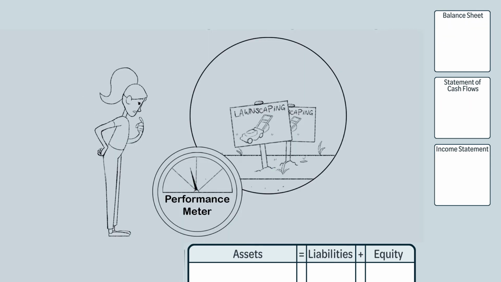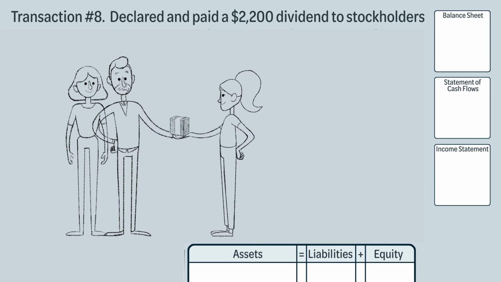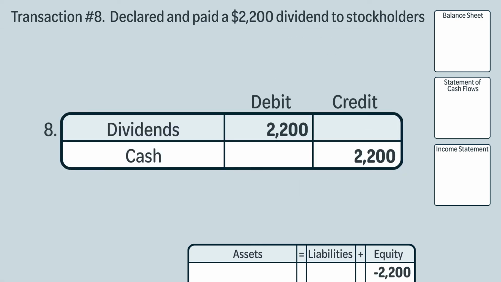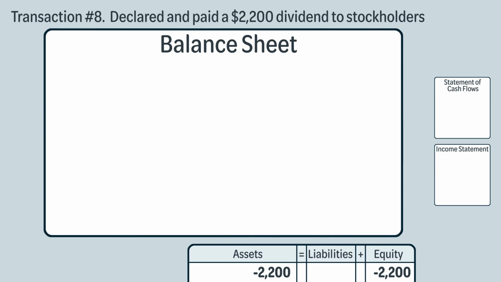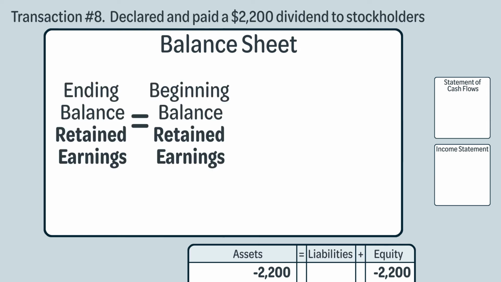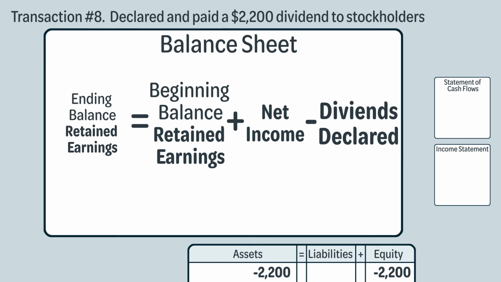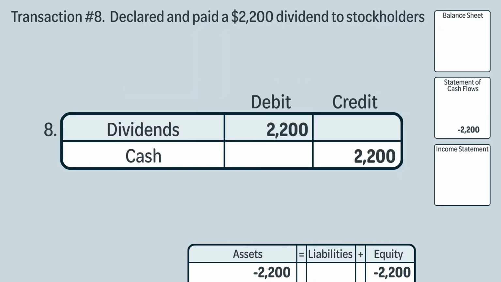Because our business has done well this year, we declare and pay a $2,200 dividend. Recall that the ending balance in the balance sheet account, retained earnings, is calculated as the beginning balance retained earnings plus net income minus dividends declared. Thus, declaring dividends reduces retained earnings. Finally, cash paid for dividends is reported in the financing section of the statement of cash flows.